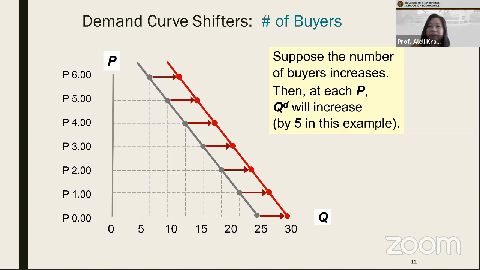Now, in this example, we have assumed a parallel shift, but that's not necessarily so. A more realistic scenario would involve a non-parallel shift, where the horizontal distance of the shift would be greater for lower prices than higher ones. But for now, we will assume that this is a parallel shift. The more important thing here is that an increase in the number of buyers would increase the quantity demanded at each price, and that would result in an outward shift of your demand curve.